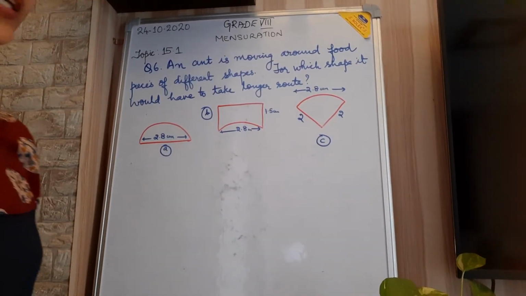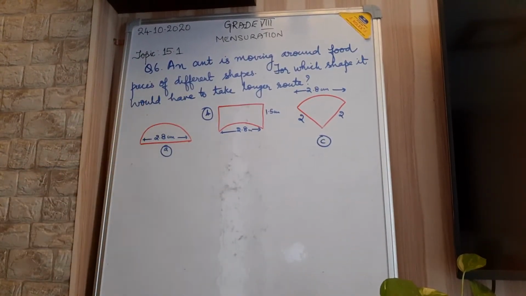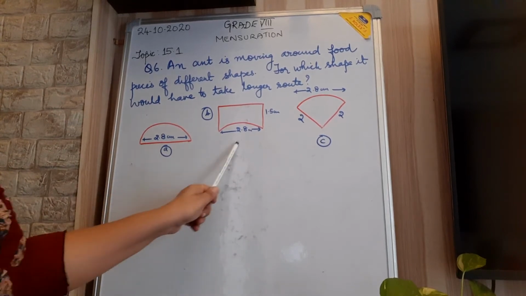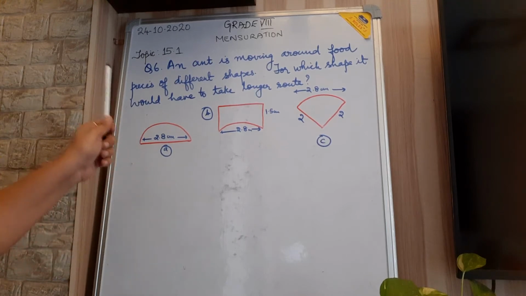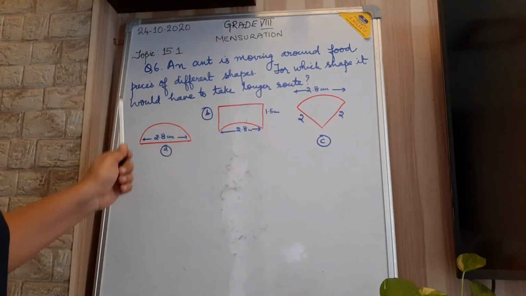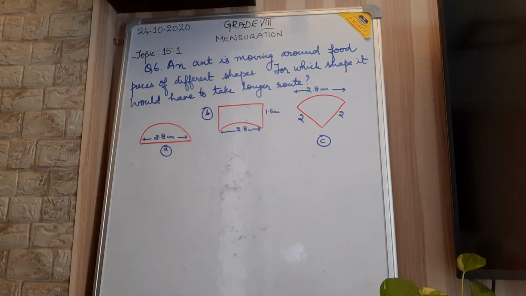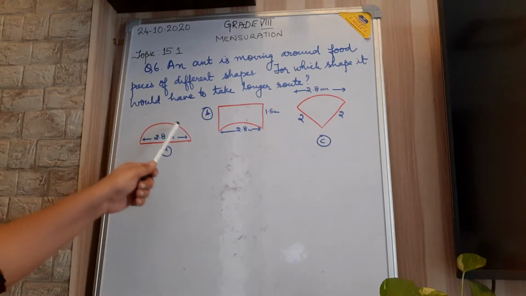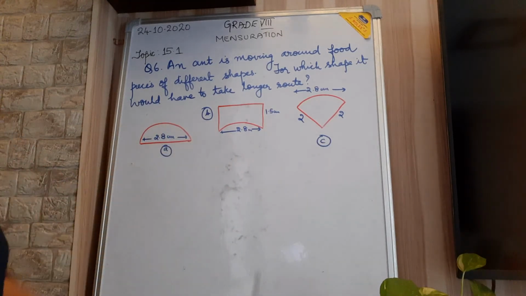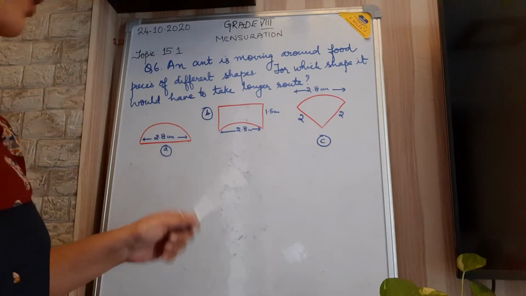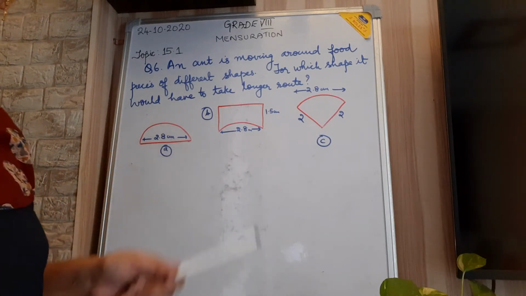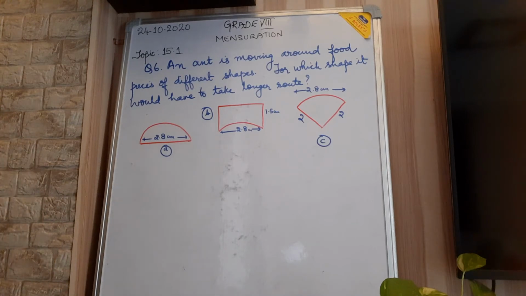Yes, students. So the next question is, an ant is moving around the food pieces. See that different shapes of the food pieces are given. An ant is moving around it. For which shape would it have to take the longer route? That is, when the ant moves around it, among the three shapes given, for which will the ant take the longer route? So you have to find out what going around means. It is circumference or perimeter.